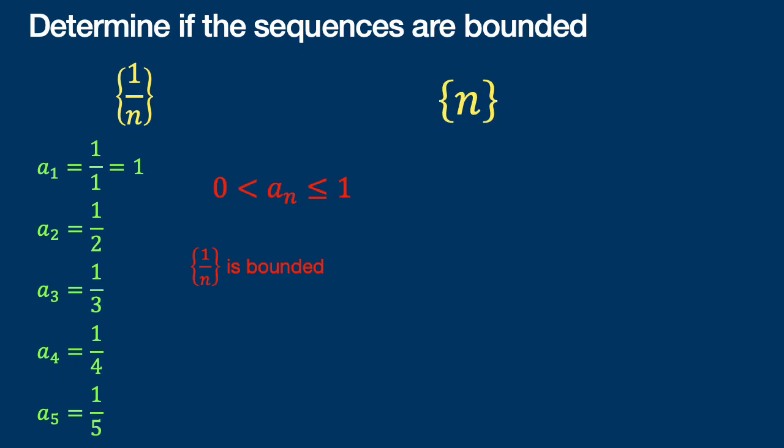Okay? But on the other hand, for n, a1 is 1, a2 is 2, a3 is 3, a4 is 4, a5 is 5. You can say an is always greater than or equal to 1, but we cannot find an upper limit. So we call this unbounded. So a sequence has that characteristic, bounded or unbounded. Another way to say it: you take the sequence, find the lower limit and upper limit, that is bounded. If you cannot find one of the limits, that's unbounded.